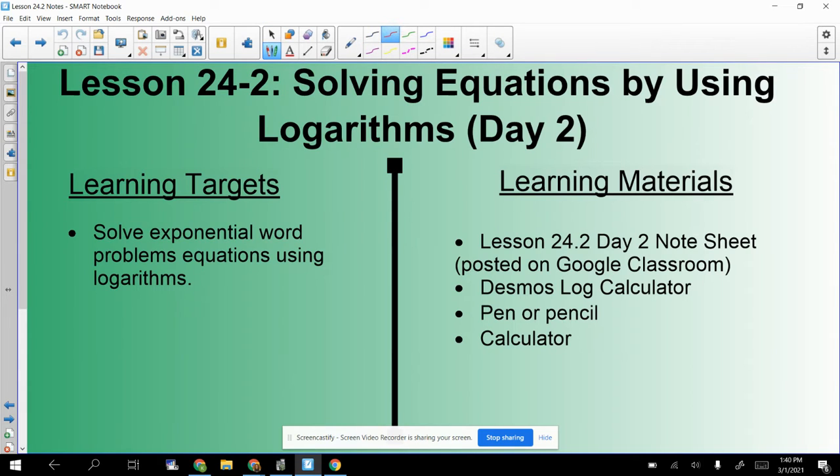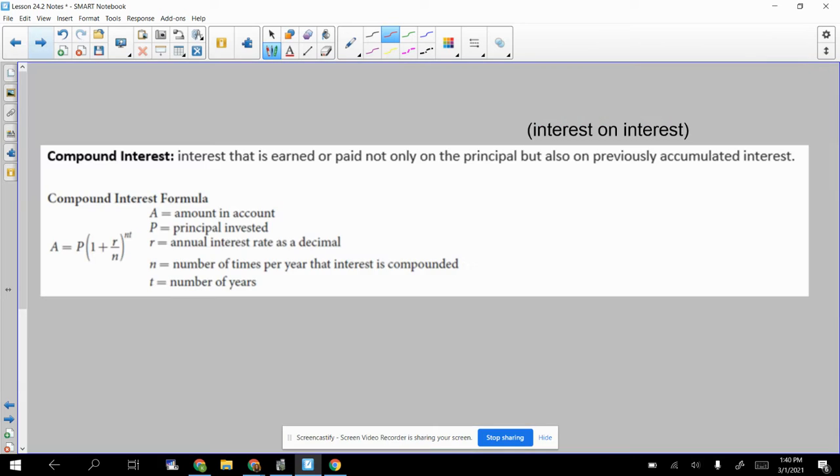Today what we're going to be doing is solving exponential word problems using logarithms. Okay, so here is your first formula. This is going to be really important, so I would make sure you write this down. It says here, compound interest is interest that is earned or paid not only on the principal, but also on previously accumulated interest. So it's basically interest on interest. Here's your compound interest formula.